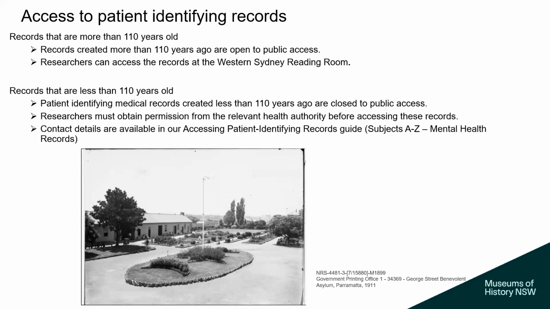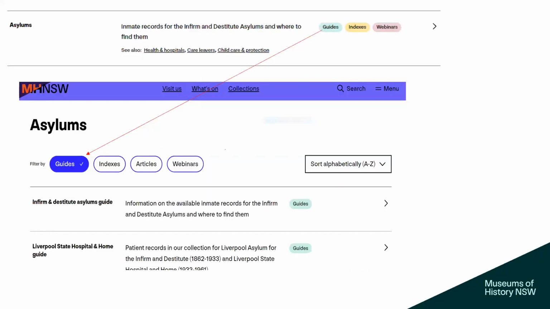And we have an online guide, Accessing Patient Identifying Records, that gives you all the details about how you go to get that permission. Again, I would say, as always, a good place to start is our guides. We have the Infirm and Destitute Asylum Guide, and we also have a separate guide for the Liverpool State Hospital and Home, and I'll talk about those records very shortly.